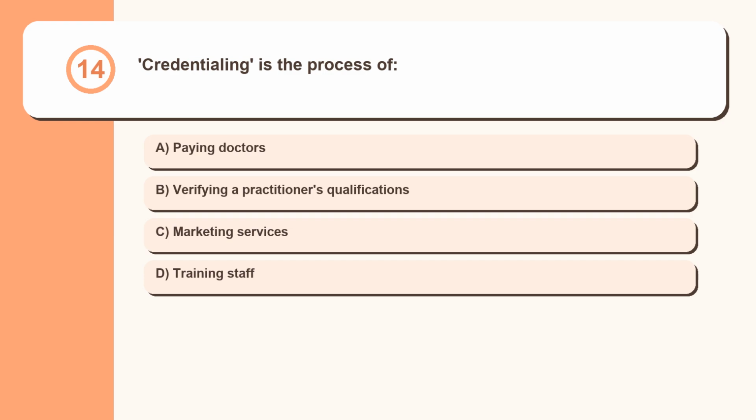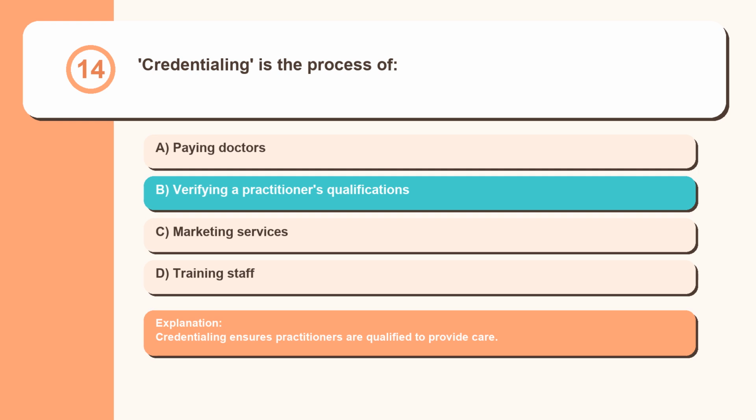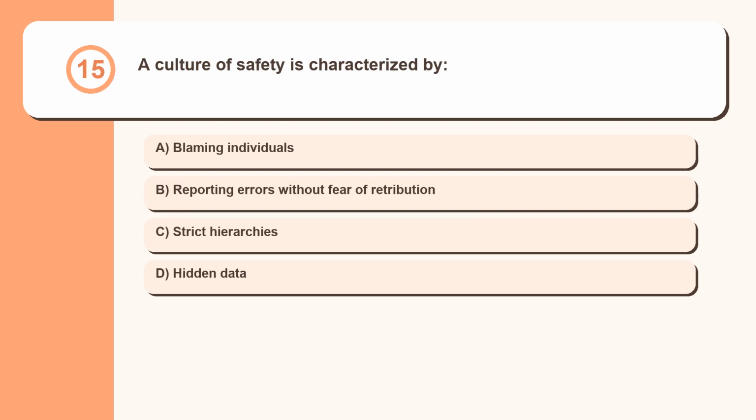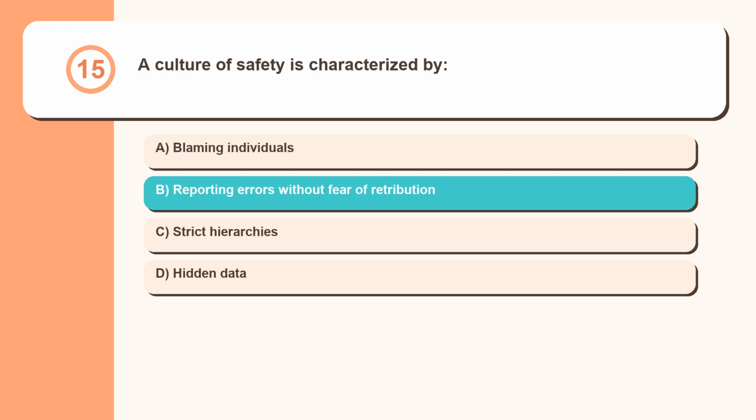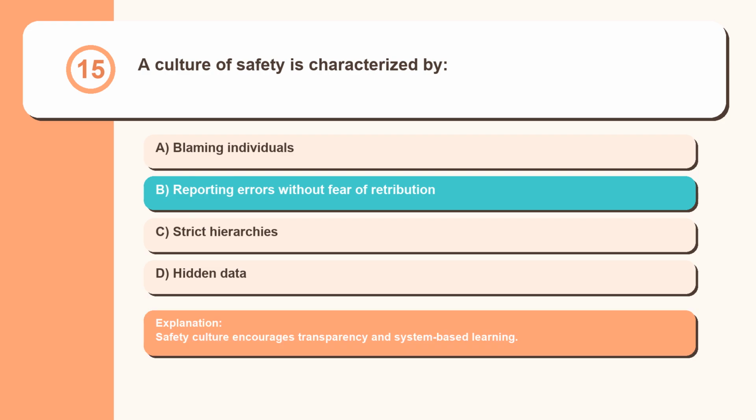Question 14. Credentialing is the process of paying doctors, verifying a practitioner's qualifications, marketing services, training staff. Credentialing ensures practitioners are qualified to provide care. Question 15. A culture of safety is characterized by blaming individuals, reporting errors without fear of retribution, strict hierarchies, hidden data. Safety culture encourages transparency and system-based learning.